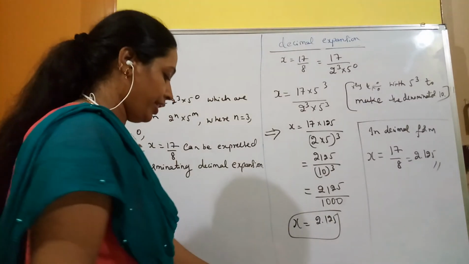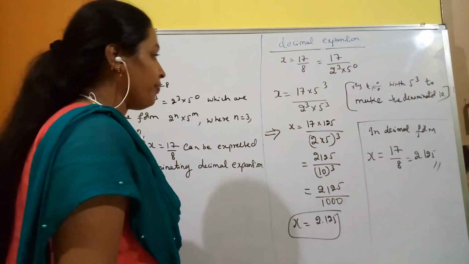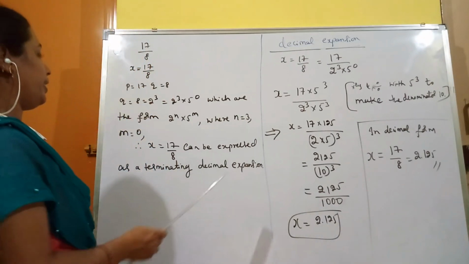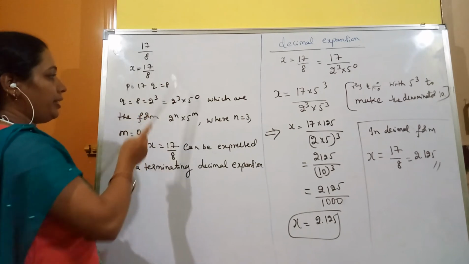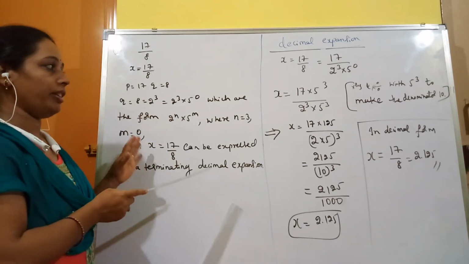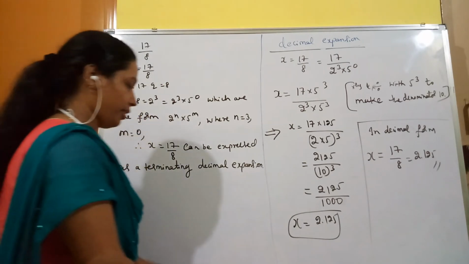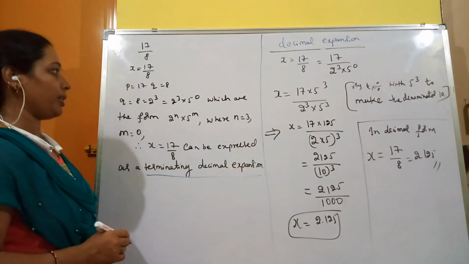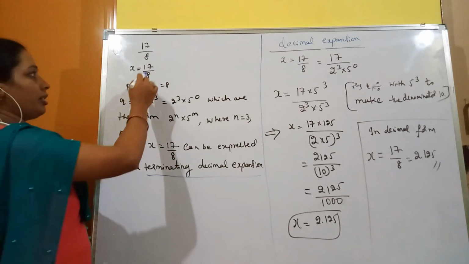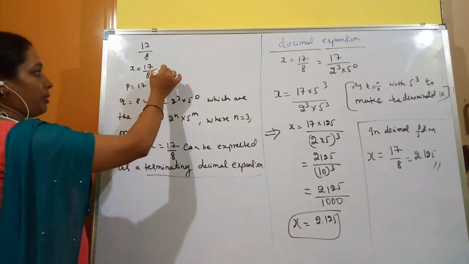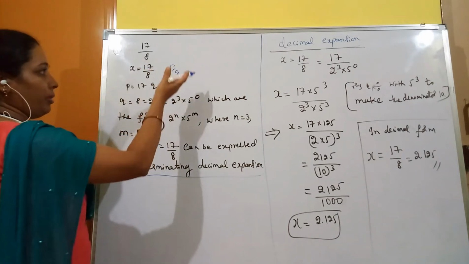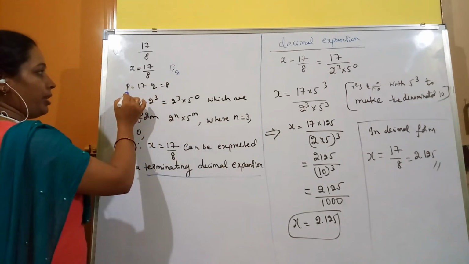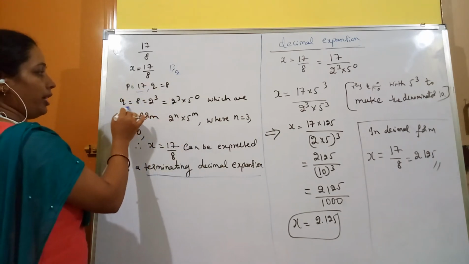Same thing, we are taking the second example. What is the second example? Let us consider the problem 17 by 8. We already explained this procedure. So first, check whether it is a terminating decimal expansion. Consider the given number 17 by 8, expressed in the form p by q. Comparing with that, p is equal to 17, q is equal to 8.